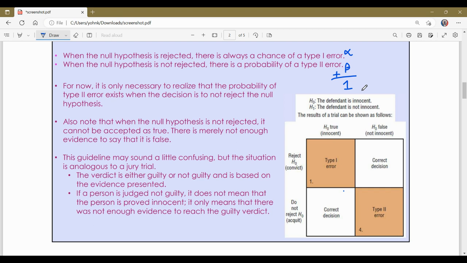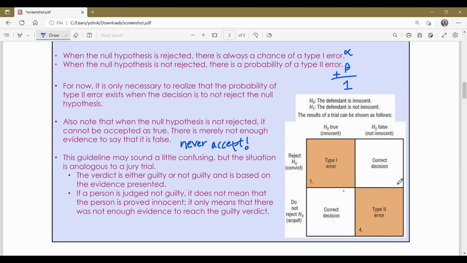Also note that when the null hypothesis is not rejected, it cannot be accepted as true. There is merely not enough evidence to say that it is false. So you can never accept. You either reject or you do not reject, but you never accept. This guideline may sound a little confusing, but the situation is analogous to a jury trial.